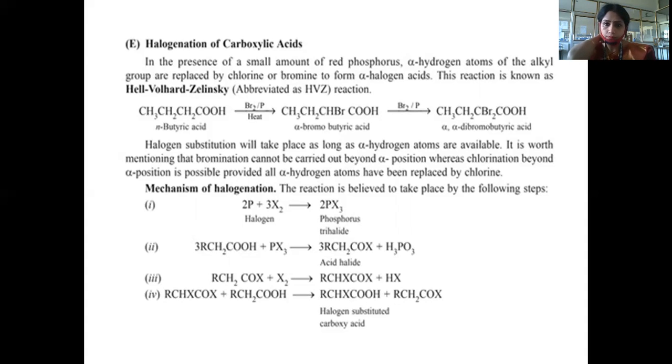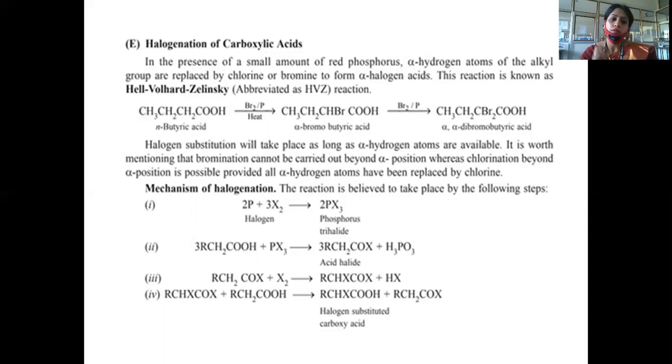Then further, another hydrogen atom is replaced by another bromine atom, and it gives a dibromo acid. So halogen substitution will take place as long as alpha hydrogen atoms are available. The more alpha hydrogens, the further the reaction will go. Now this bromination cannot be carried out beyond the alpha position, whereas chlorination beyond the alpha position is possible provided that all the alpha hydrogens have been replaced by fluorine.